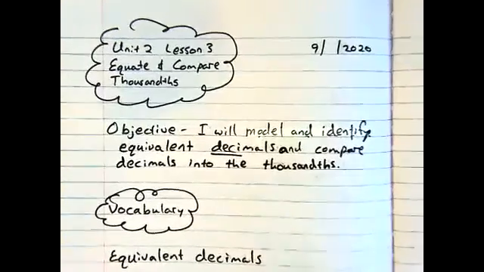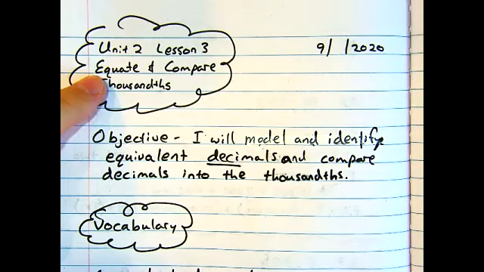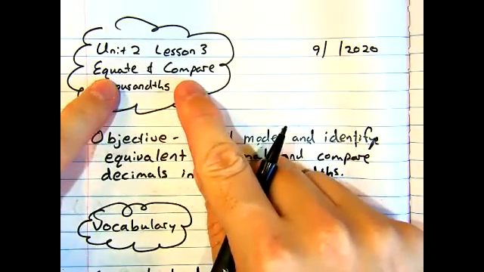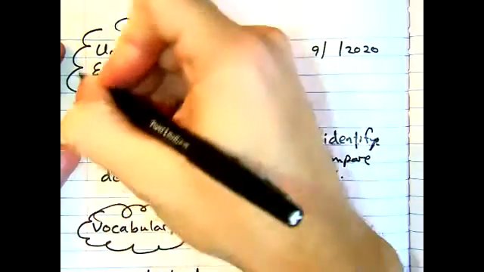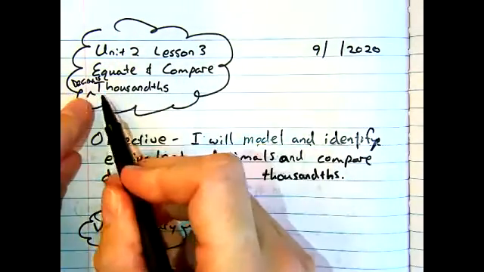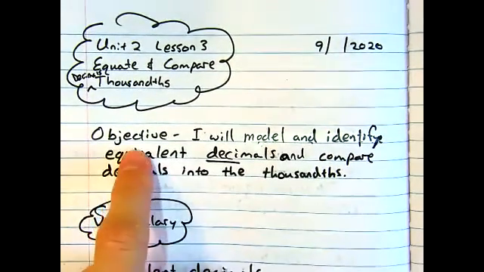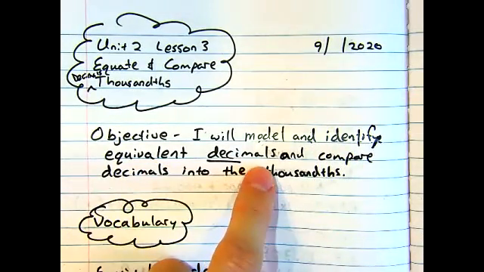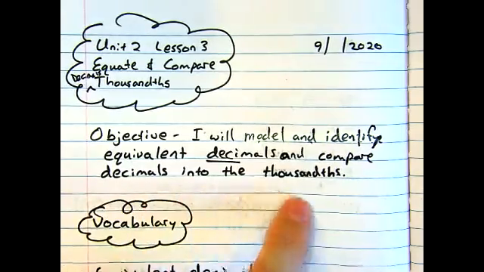Let's zoom in just a bit. All right, Unit 2, Lesson 3, equate. Say with me, equate and compare. Let's do that again, equate and compare. And we are going to... I'm missing a word. Decimals. So we're going to equate and compare decimals into the thousandths. Oh boy, did I mess that one up. All right, let's look at our objective. I will model and identify equivalent decimals, and compare decimals into the thousandths.